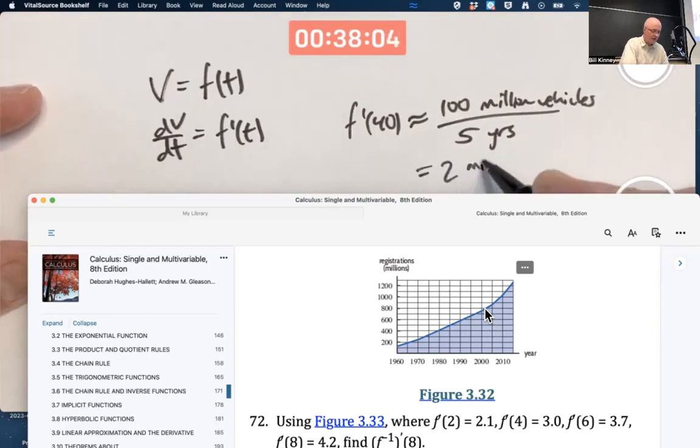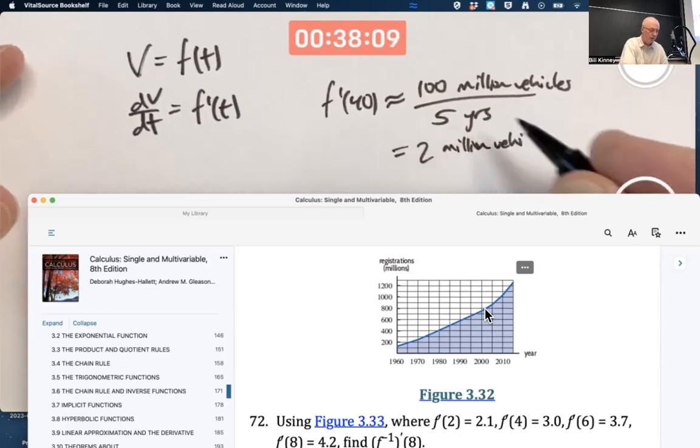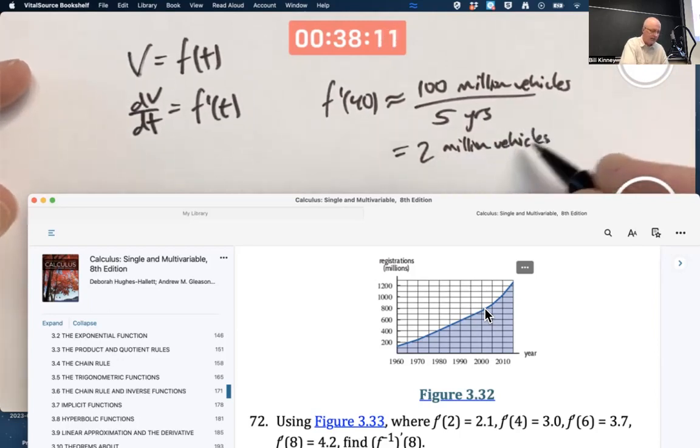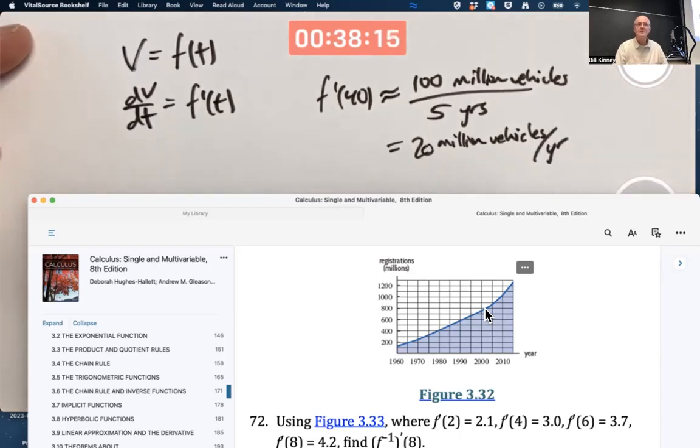20 million vehicles per year. That's a rate of change of the vehicle registrations with respect to time. It's about how many extra vehicles are being registered every year at that time. The slope is not constant. It starts going up pretty rapidly around the year 2005.